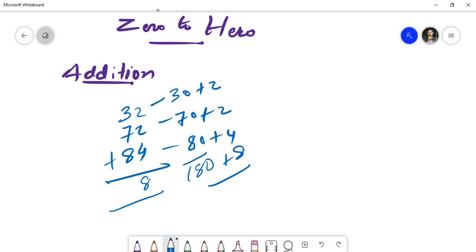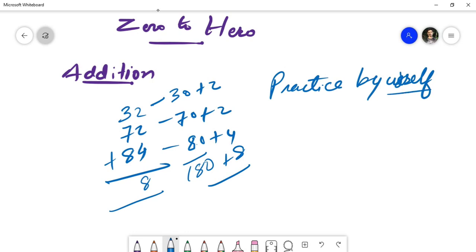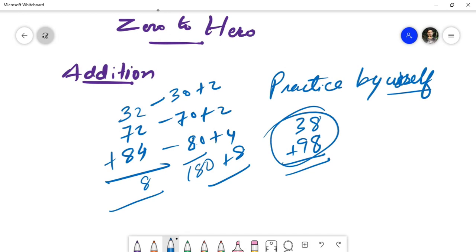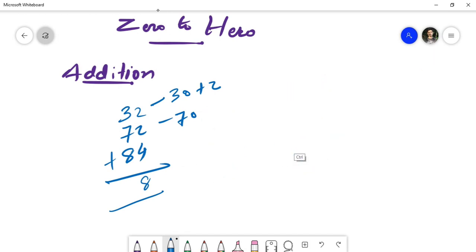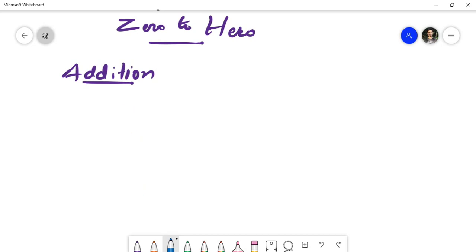I hope this is clear for you. And now you can practice this by yourself. Practice by yourself. I'm just writing myself. You should write yourself. You just write any numbers randomly and just add them. Simple, this much. You don't have to go through many numbers. I hope addition is clear for you. So those who don't know, you just learn addition properly. It's a very basic thing.